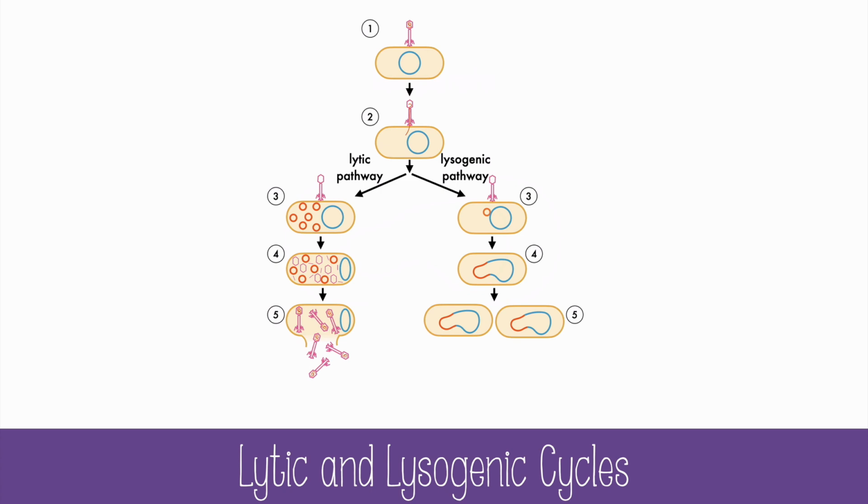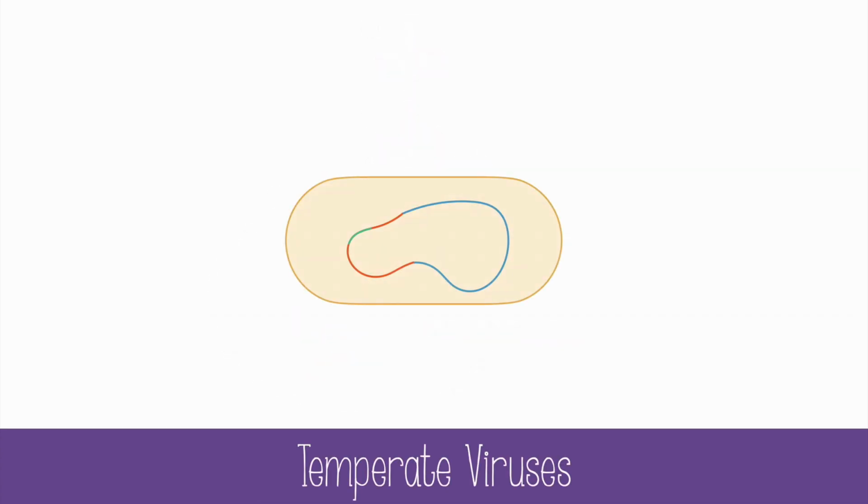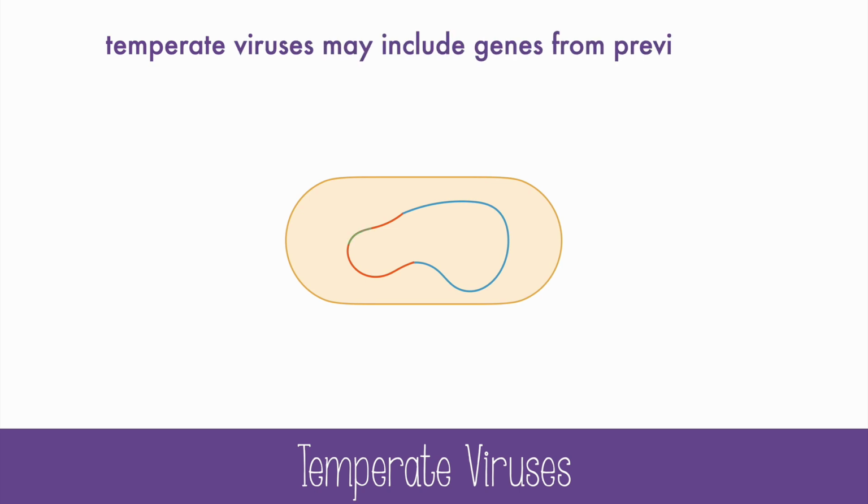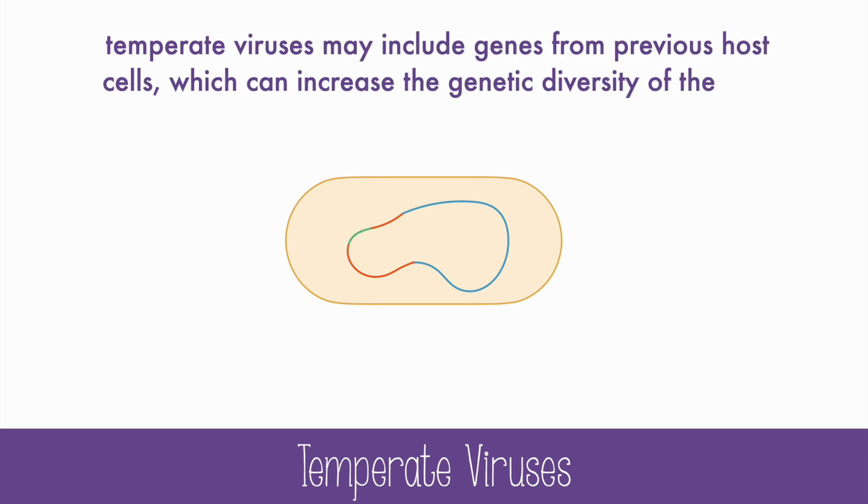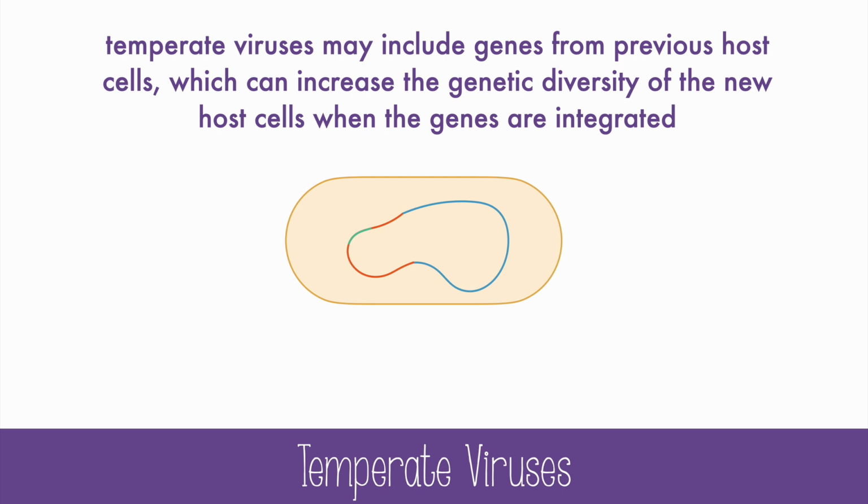However, it still has the potential to change to the lytic cycle and cause lysis. Genes in the prophage would need to be activated by stimulus to the cell. In humans, the stimulus could be from severe stress or lowered immune function. But there can be benefit to the host cell. Temperate viruses may include genes from previous host cells, which can increase the genetic diversity of the new host cells when the genes are integrated. The cells will undergo binary fission and pass those genes on.